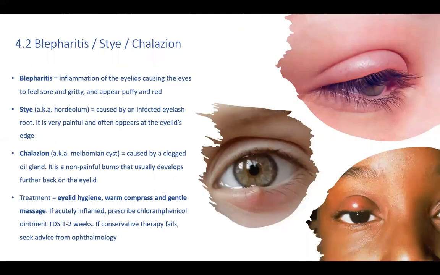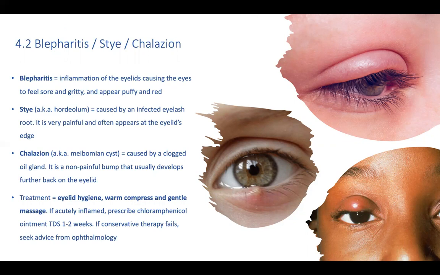Here we have three pathologies that are commonly mistaken for one another. Blepharitis is inflammation of the eyelids, causing the eyes to feel sore and gritty and appear puffy and red. A stye, also known as a hordeolum, is caused by an infected eyelash root. It is very painful and often appears at the eyelid's edge. A chalazion, also known as a meibomian cyst, is caused by a clogged oil gland and is a non-painful bump that usually develops further back on the eyelid.